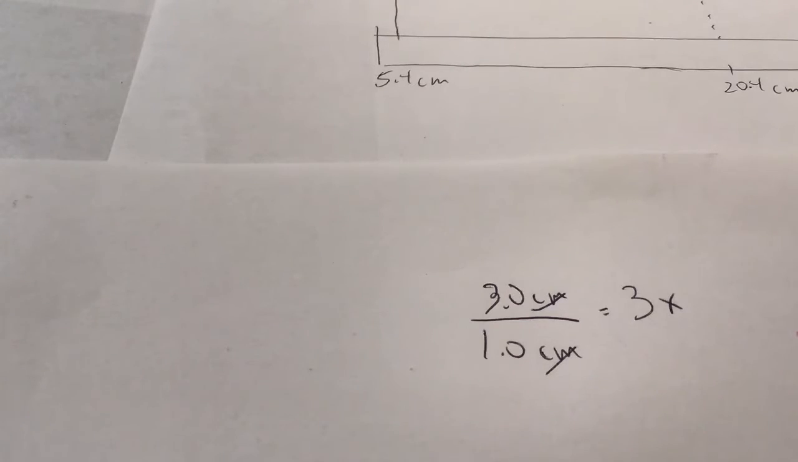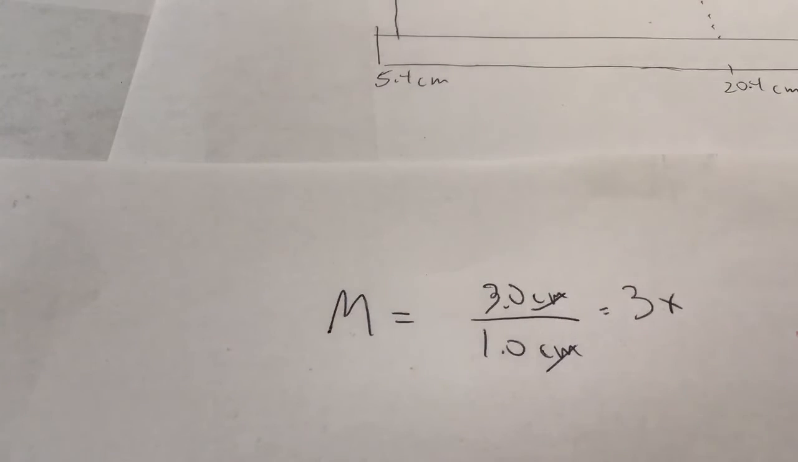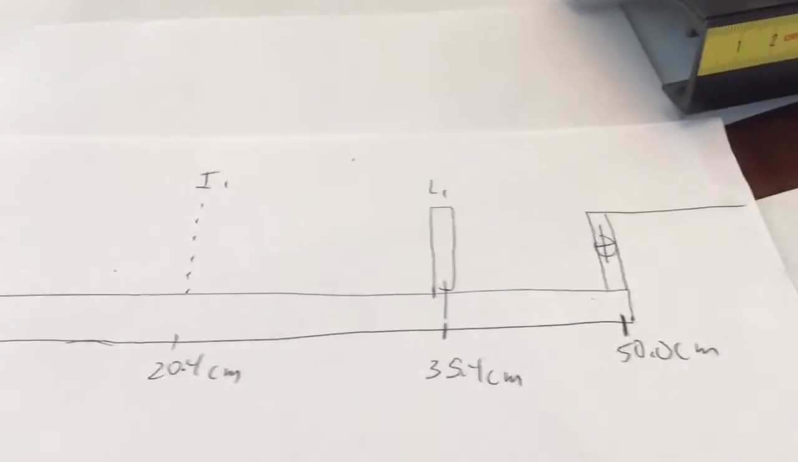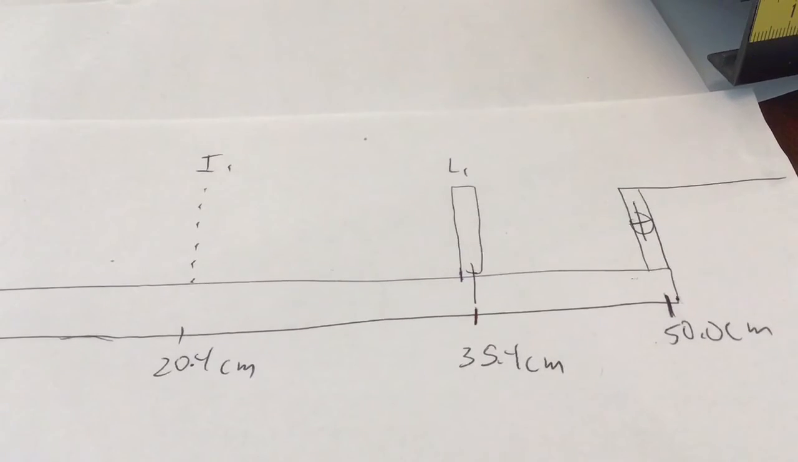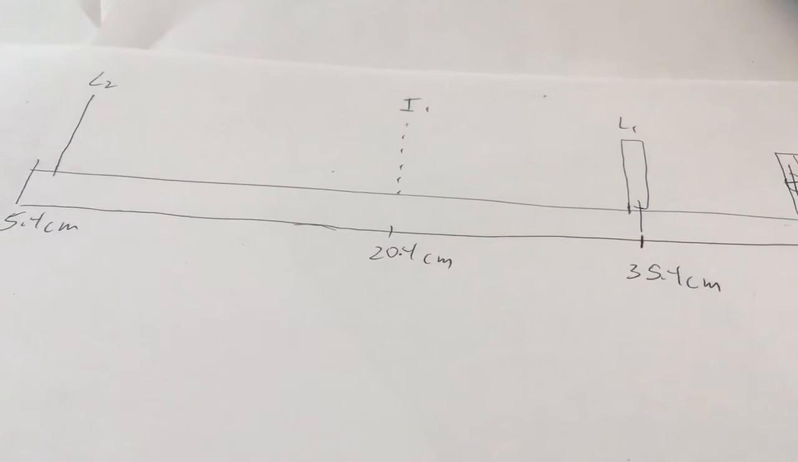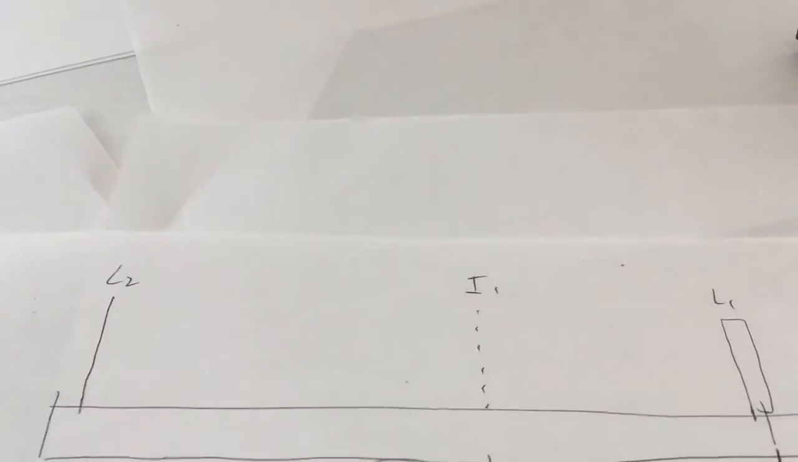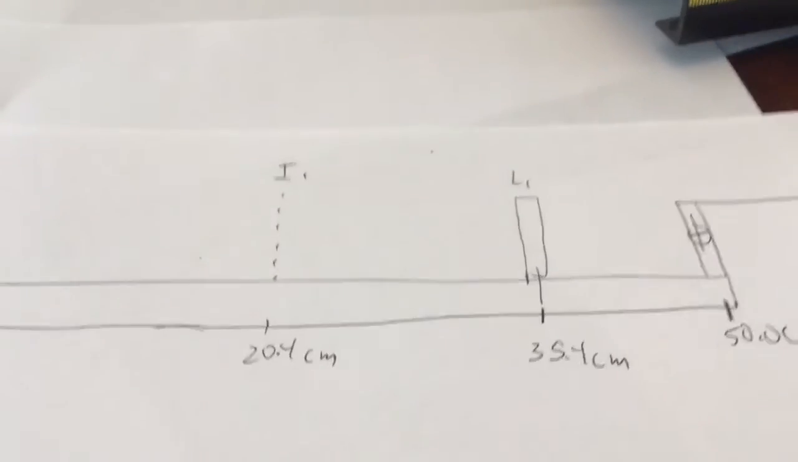So now that we've got that magnification, this is a total magnification of the whole system. We're going to compare that with another calculation using the image and the object distances. So we found 3 times for that magnification. So what I've done is I've drawn our apparatus. We have the object at 50 centimeters, lens 1 at 35.4. The image formed by that lens 1 is at 20.4 and lens 2 at 5.4. So this is around our meter stick. What we have to now do is find the distances between these objects.